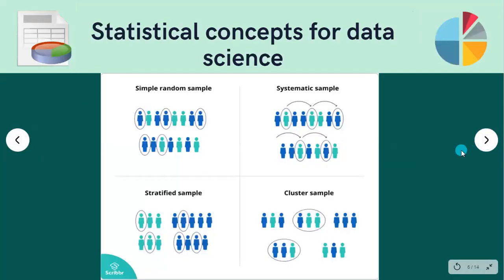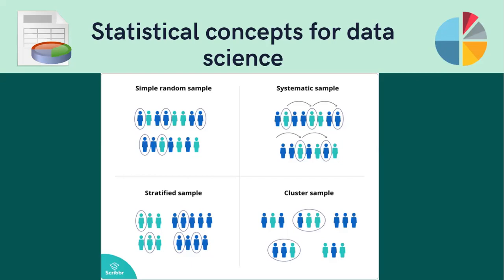Then, going into the statistical concepts for data science. So basically, the basic concepts for data science, starting with sampling of the data. So there basically are four types of sampling. One is simple random sampling, then systematic sampling, and then stratified sampling, and then cluster sampling.